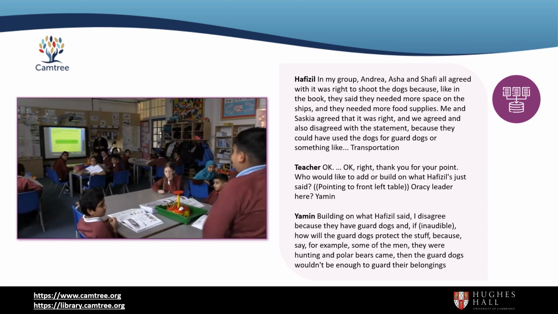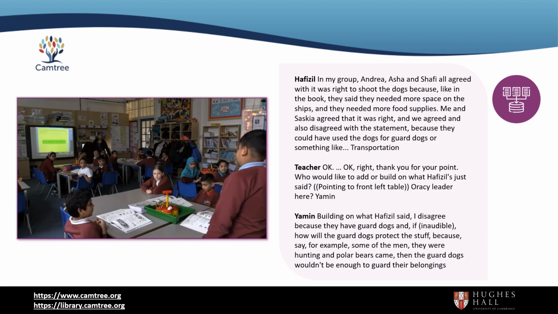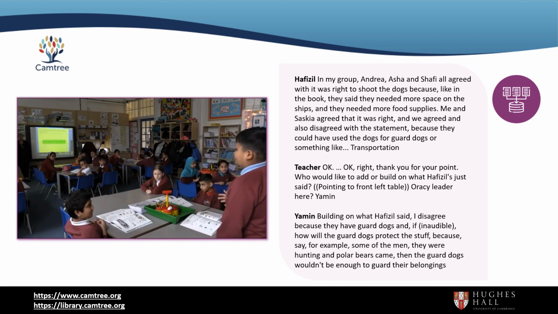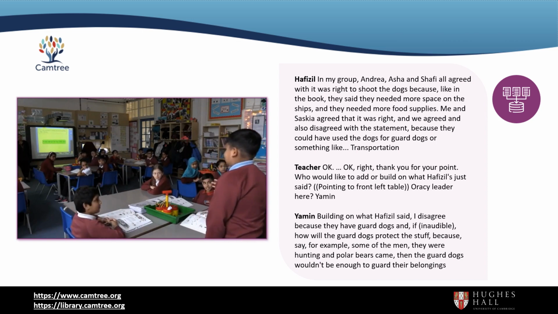In my group, Andrea, Asha and Shafi all agreed with it was right for them to shoot the dogs because like in the book they said they needed more space on the ships and they needed more food supplies. Me and Saskia agreed with it was right, and we agreed and also disagreed with the statement because they could have used the dogs for like guard dogs or something like transportation.